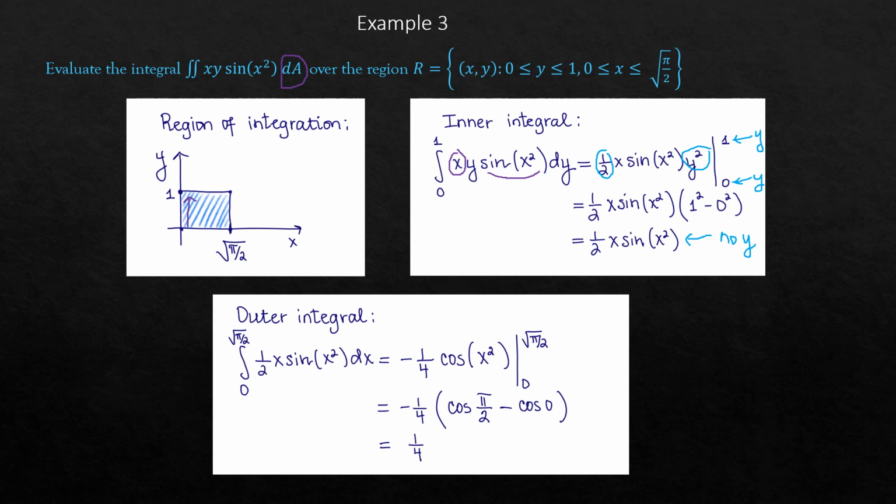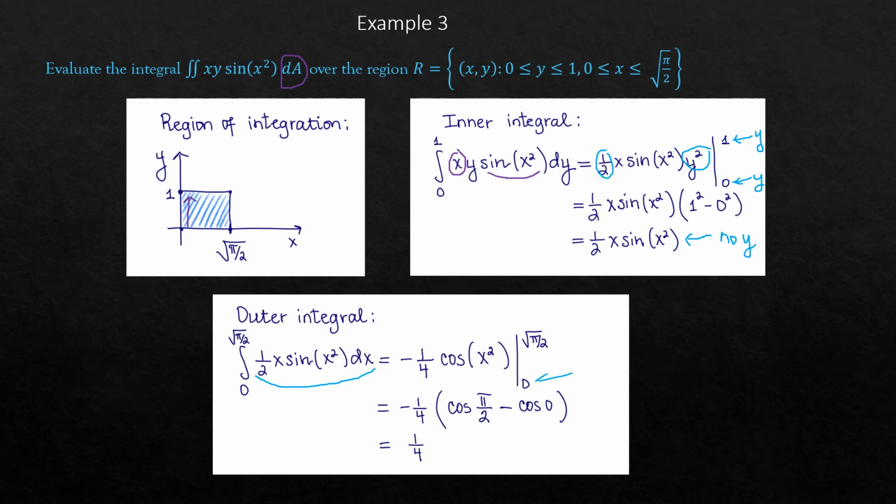Now we go from 0 to square root of pi over 2, and now we only have one variable, 1/2 x sine x squared dx. You can apply u substitution here and see that the antiderivative would be -1/4 cosine of x squared. I'm going to let you verify with u substitution that that is the antiderivative, and we evaluate this from 0 to square root of pi over 2.